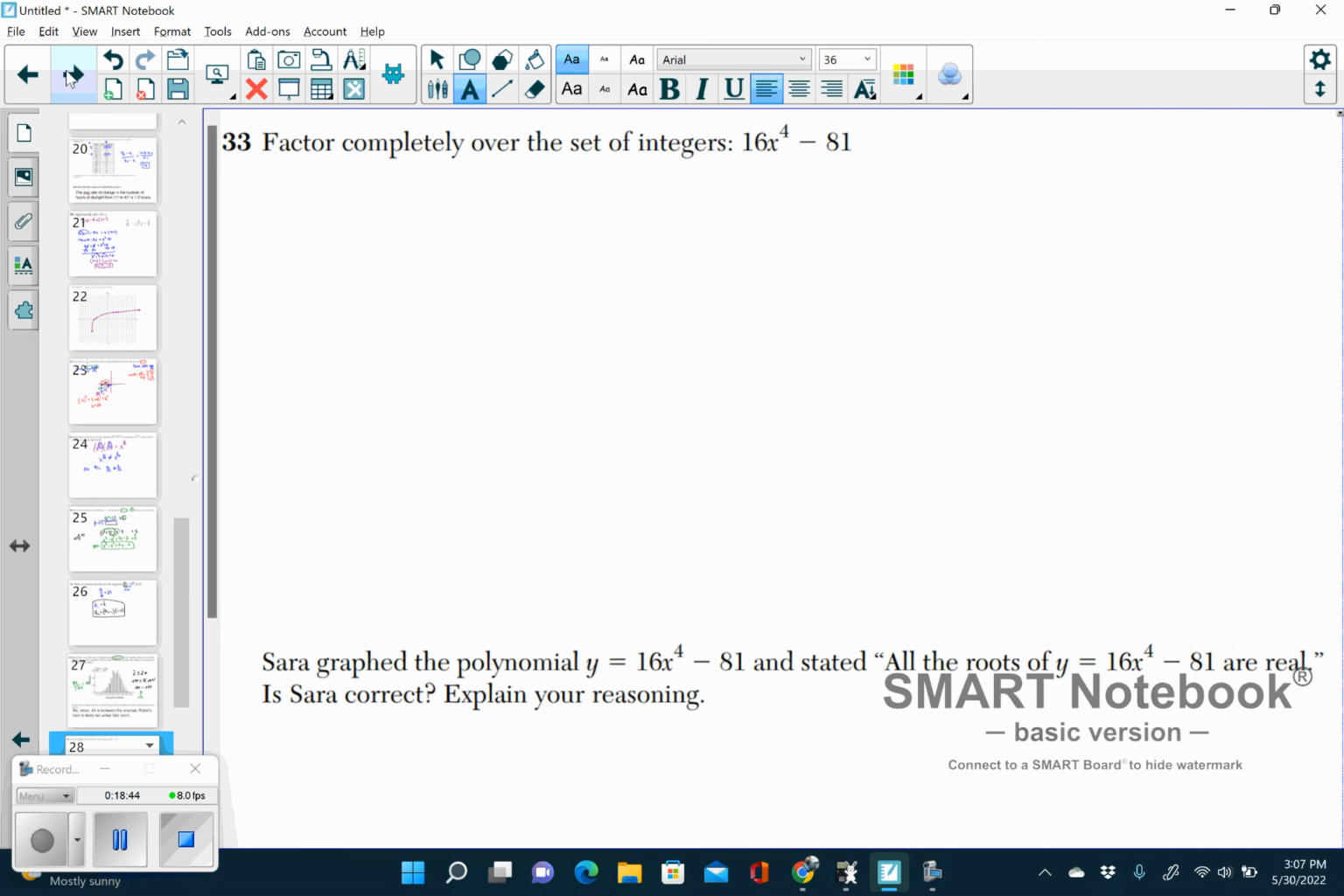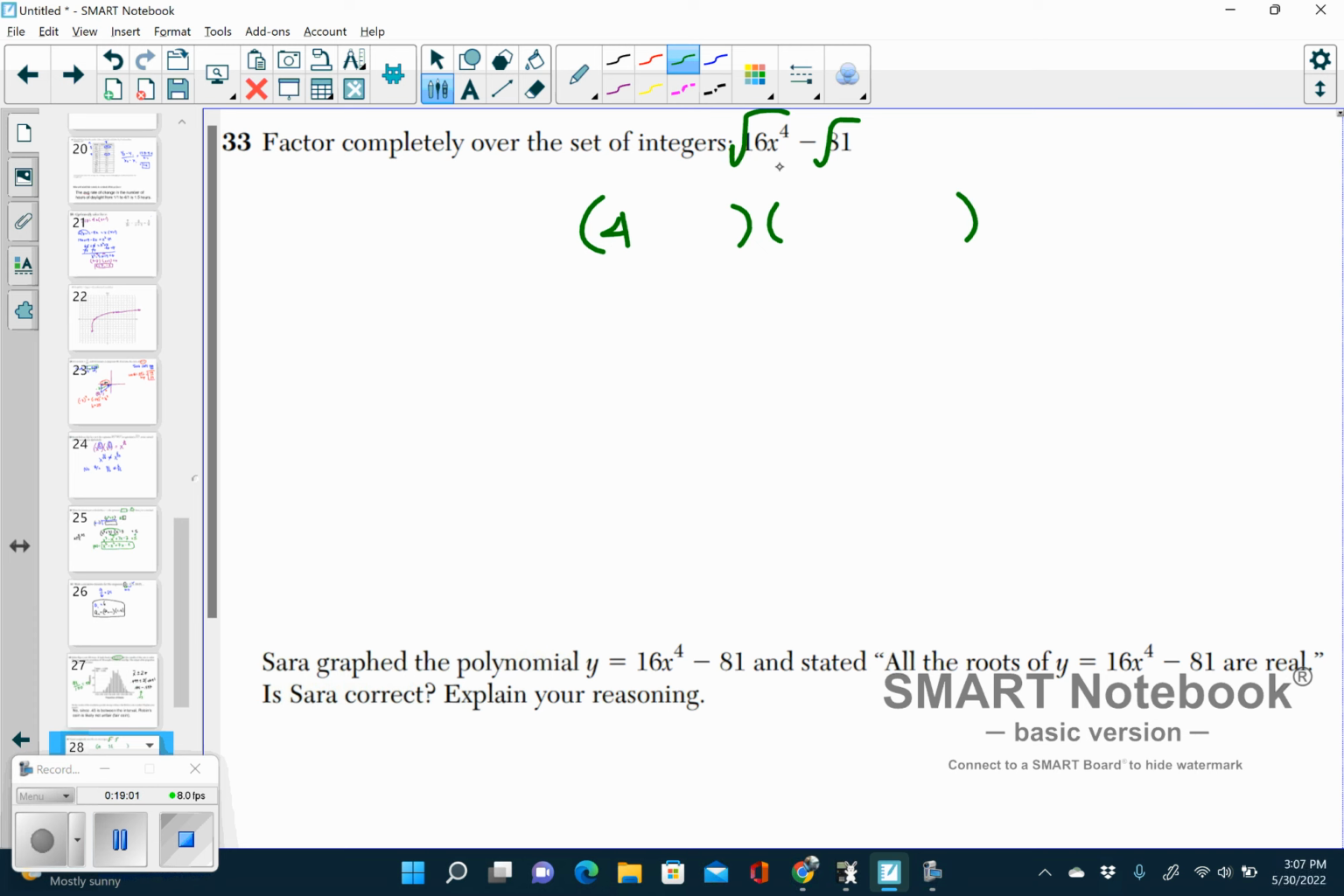Question 33. So we're going to factor this completely. In order to do that, we're going to break this down. This is a perfect square. This is a perfect square. So I can break this down into the square root of 16 is 4. Square root of x to the 4th is x squared. So I'm going to put that in the other one as well, 4x squared. This is 81, so the square root of 81 is 9. One's a positive, one's a negative.